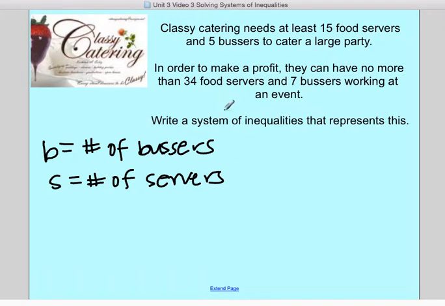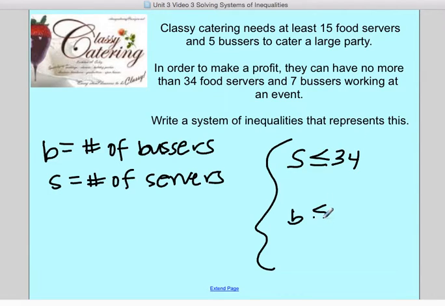So we need to write inequalities. So they can have no more than 34 food servers. So if I'm talking about my servers, they have to be no more, well, they have to be less than or equal to 34. Okay. The other thing it says, you can have no more than 7 bussers. So my bussers has to be less than or equal to 7.